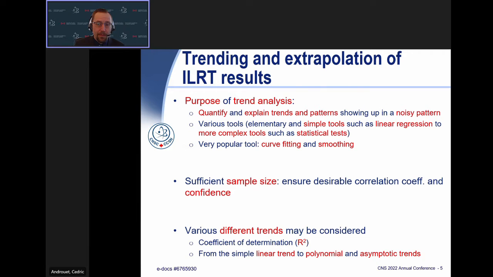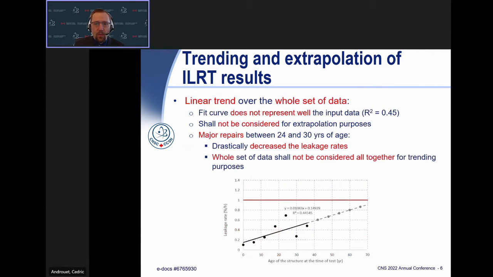Various different types of trends may be considered. To identify the best curve fit, the coefficient of determination, R-square, is generally used to quantify the extent to which the data are replicated by the model. So let's start with the simplest trend, which is the linear trend over the whole set of data. It can be noticed on the figure that the proposed fitted curve does not represent the input data very well, with a low coefficient of determination of 0.45.